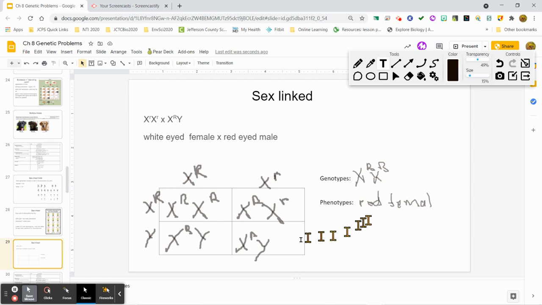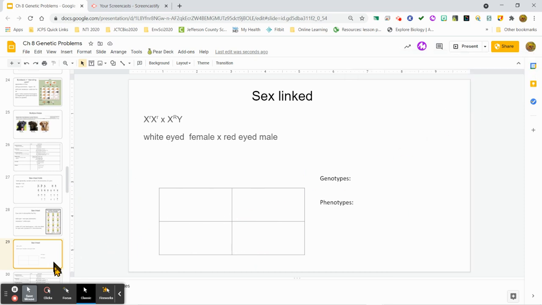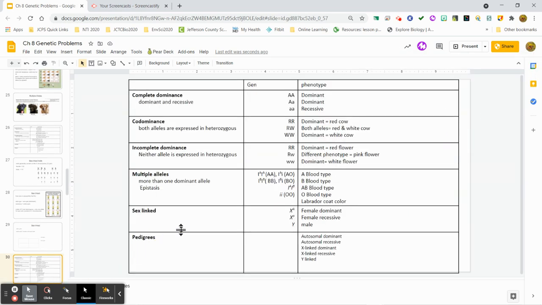That's going to be a red female. And then this one is also going to be a red female. This one is going to be a red male. And this is going to be a white-eyed male because that's a small r. So you're actually going to have all 4 of those. All right. So that's an example of sex linked. You have to keep track of the X and Y's on the sex linked.